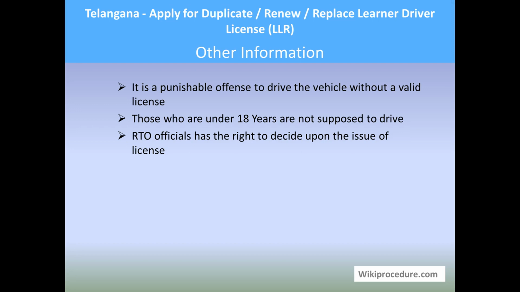Other information: it is a punishable offence to drive a vehicle without a valid license. In such cases where an accident happens, the owner of the vehicle is punishable, whereas the one who drove the vehicle doesn't have the license. Those who are under 18 years are not supposed to drive. RTO officials have the right to decide upon the issue of license.